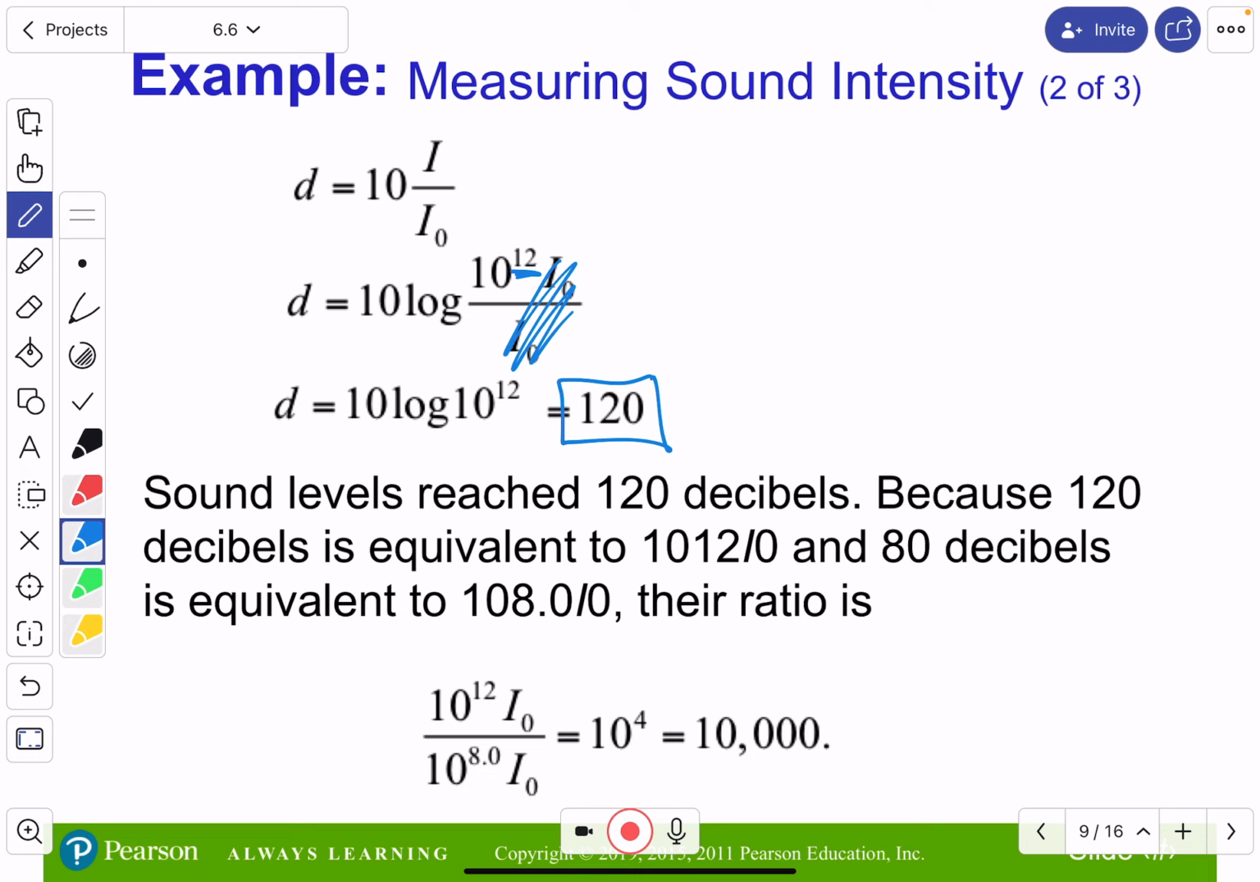If we were trying to see how much more, 10 to the 12th over 10 to the 8th is 10 to the 4th. So that's 10,000 times louder. That makes more sense than the answer I got. But I also used it without the exponent.